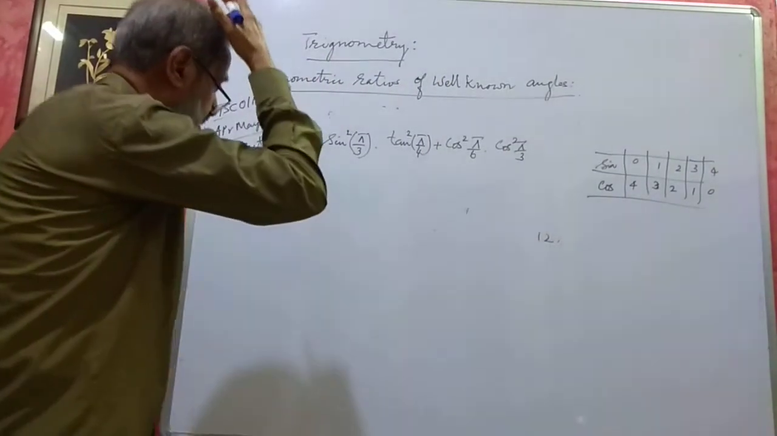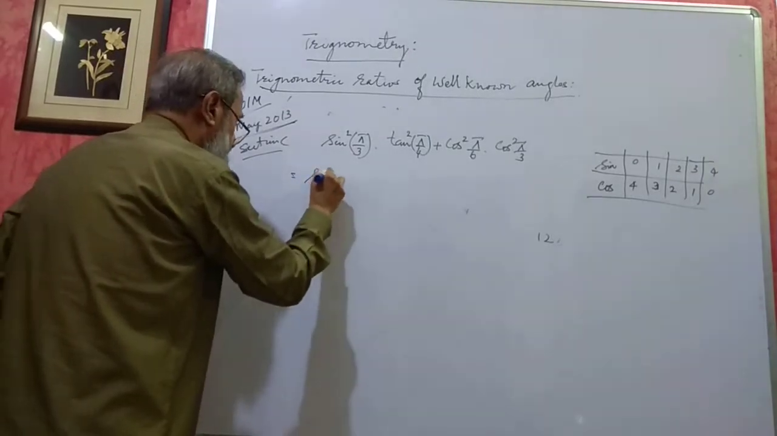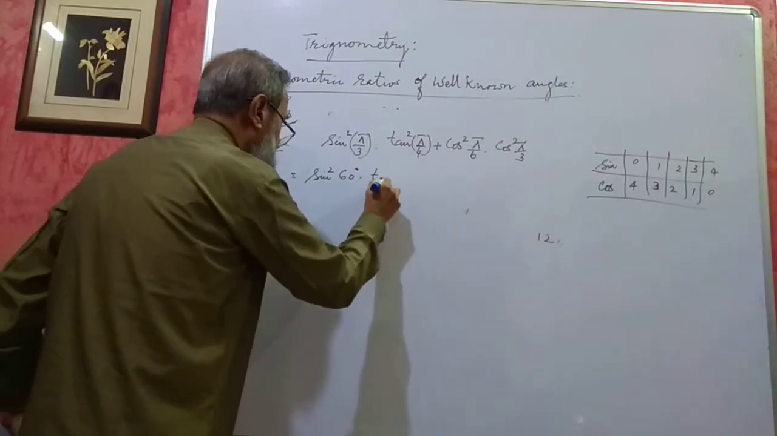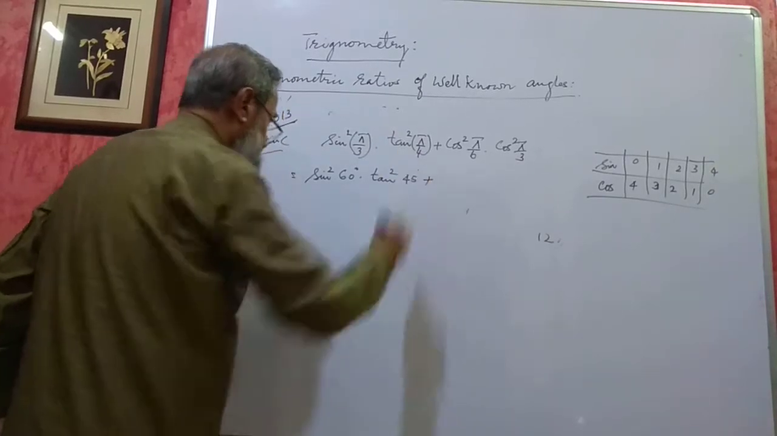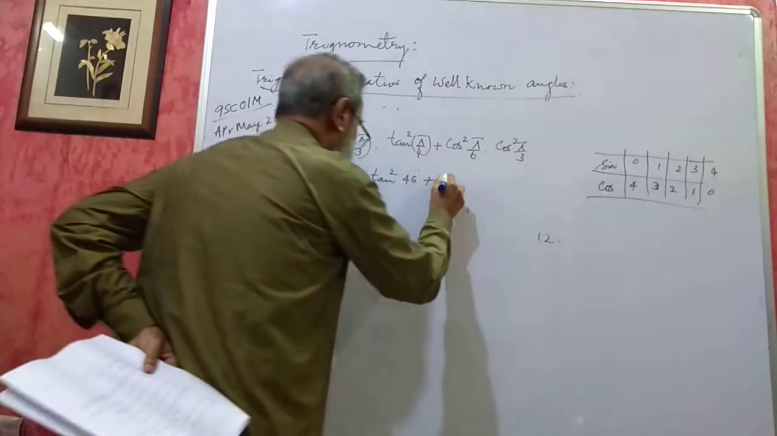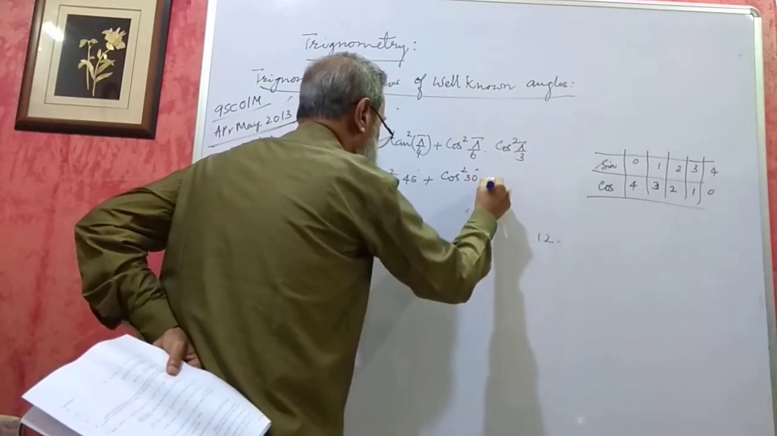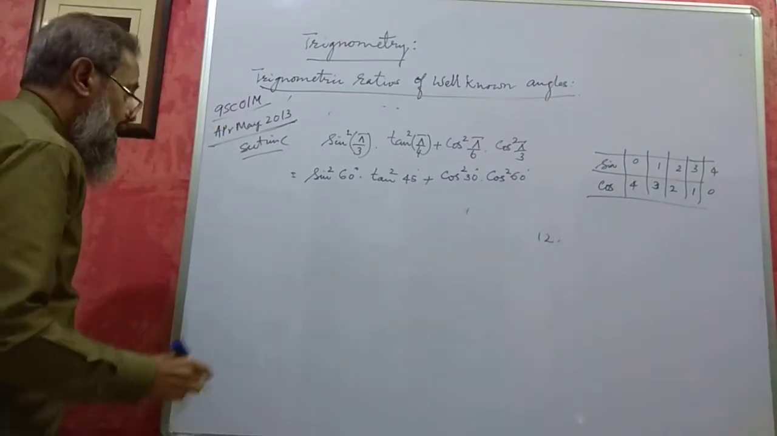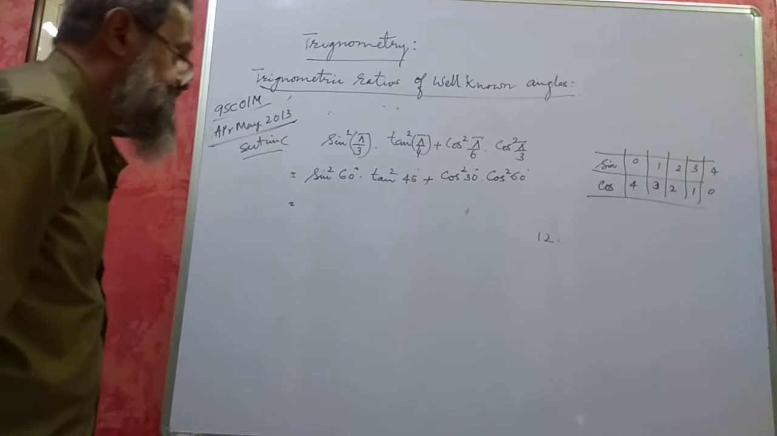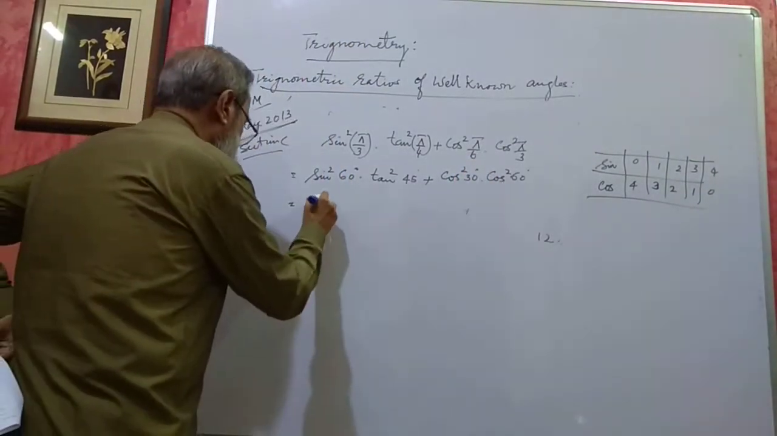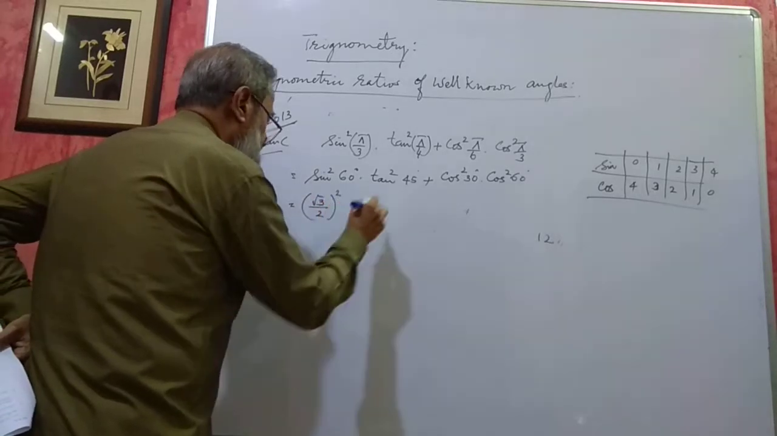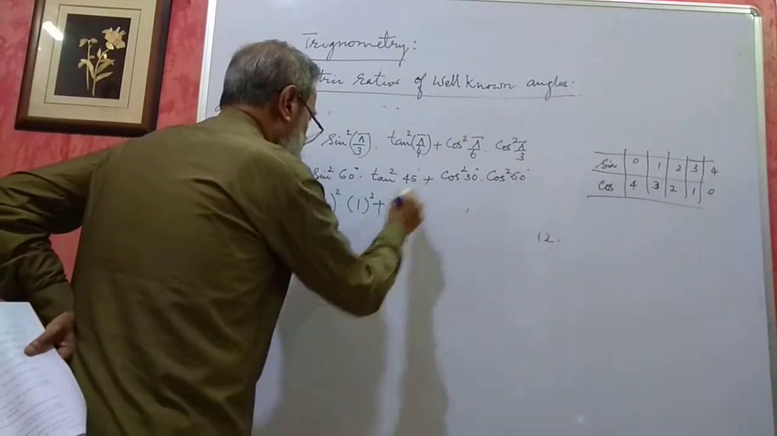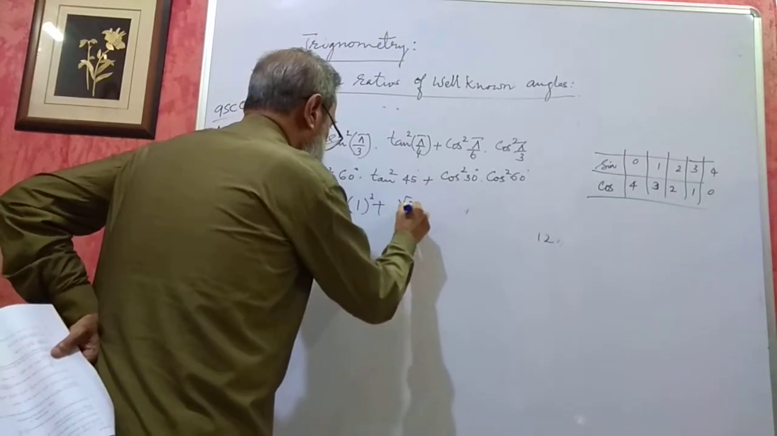So you convert this into degrees. Sin square pi by 3 means 180 by 3, it becomes 60 degree. Pi by 4 means 45 degree, 180 by 4 is 45 degree. Pi by 6 means 30 degree, cos square 30 degree. Pi by 3 means 60 degree, 180 by 3 is 60 degree. So now, sin 60 is root 3 by 2, root 3 by 2 the whole square. Tan square 45 is 1. Tan 45 is 1. So 1 square plus cos square 30 is, cos 30 is root 3 by 2 whole square.